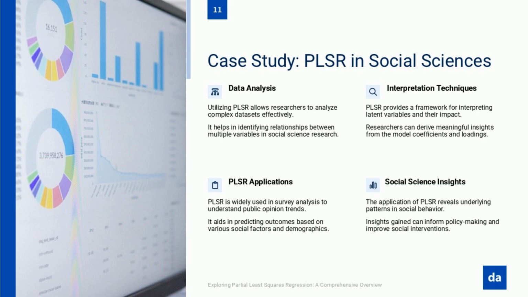Another major use of PLSR in social sciences is public opinion analysis. Imagine a political campaign trying to predict voter behavior based on dozens of factors: age, media consumption, past voting history, economic outlook, social values. Traditional methods might struggle to handle this many interconnected variables, but PLSR distills them into a few meaningful dimensions, helping strategists understand the real drivers behind voter preferences.